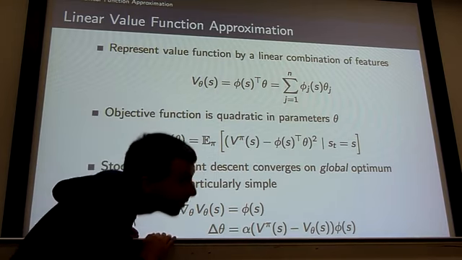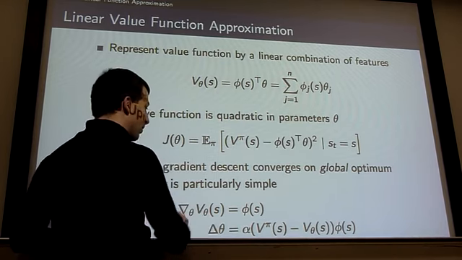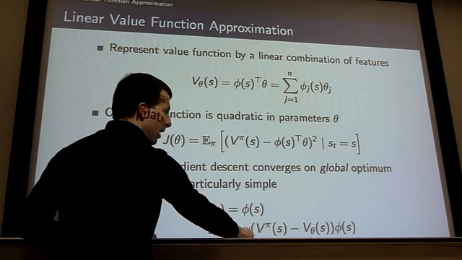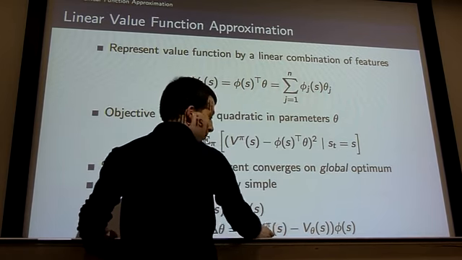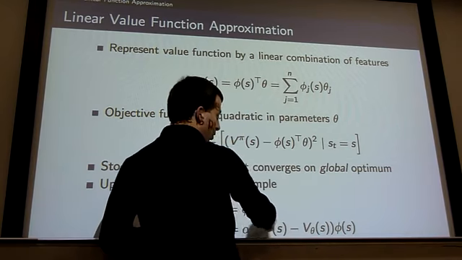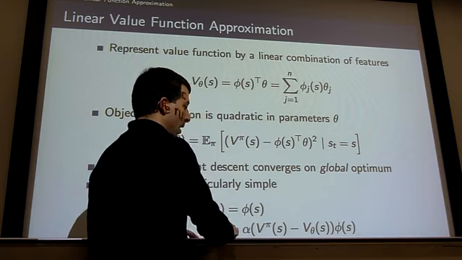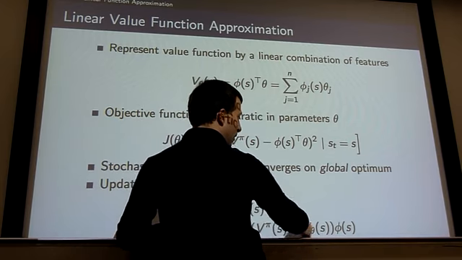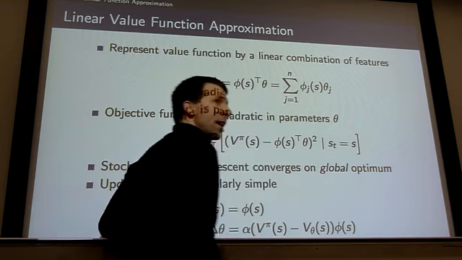So the update rule, which I hope you can see, is that we change the parameters a little bit in the direction of the error between what we thought the value was going to be of this state and what the true value of this state was. So you update a little bit in the direction of this error, multiplied by your feature vector.